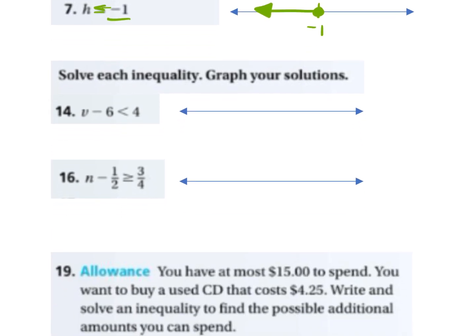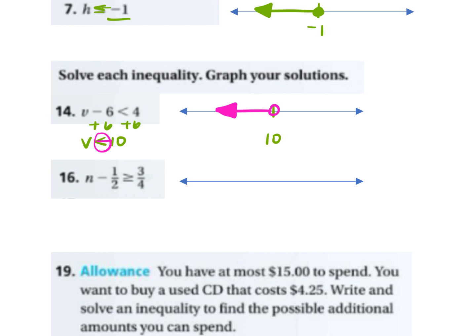All right, these next two, you have to solve the inequality first and then graph it. So you're gonna go +6 and +6, so v is less than 10, so you plot your 10, you ask yourself open or closed dot. In this case, this is an open dot. And if v is less than, it goes to the left. Everything less than 10 would be over there, and that would be your answer.